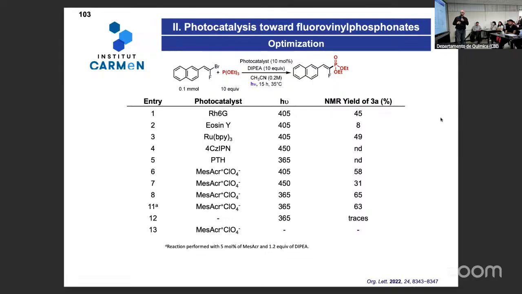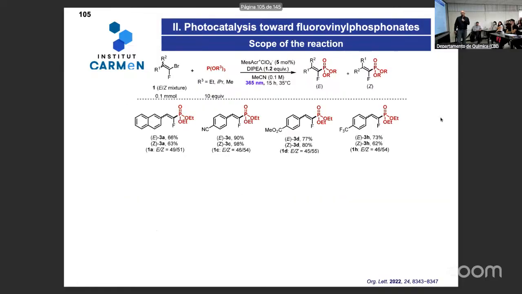Here is the optimization with the photocatalyst. We used a lot of photocatalysts with different irradiation. And finally, next please, the best result was with a methyl acridinium, the Fukuzumi catalyst. And we got 63% yield, which is quite good, actually. So we used this reaction to explore the scope of the reaction.